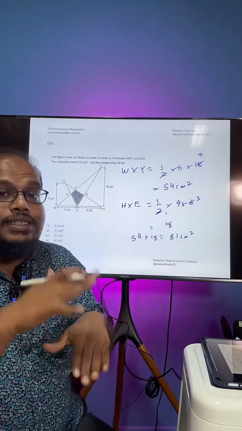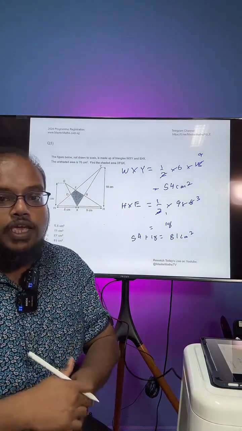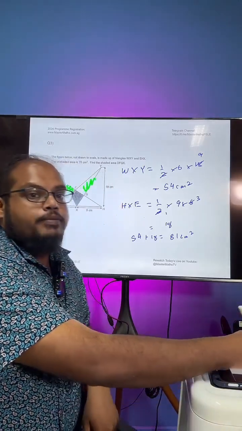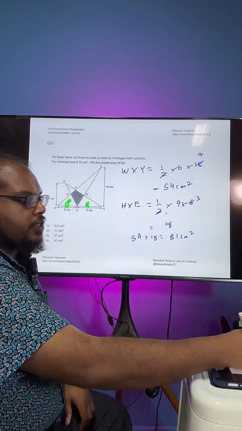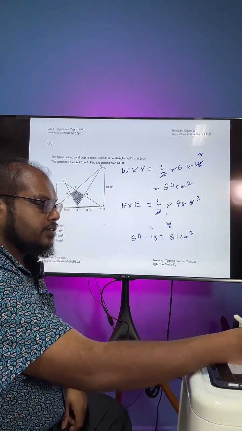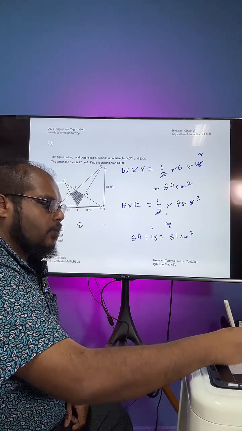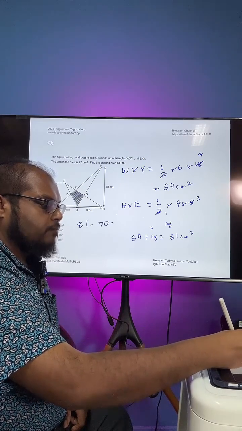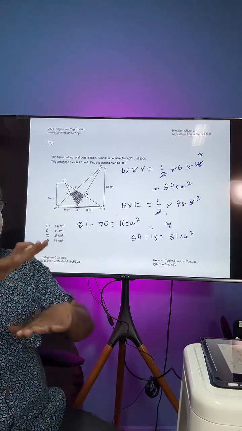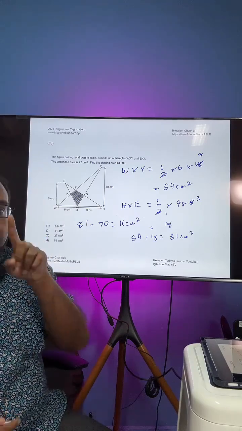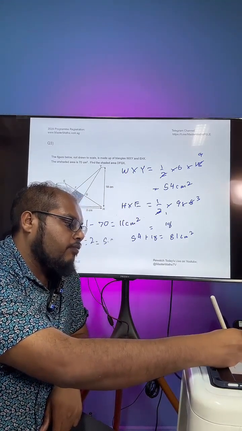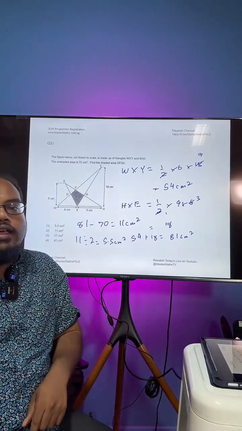But like I said just now, this is just the sum of two triangles. So when we take away this unshaded portion, because they give you the unshaded area, you can take 81 minus 70 and you will get 11 cm square. Like I said just now, the 11 cm square is 2 pieces. So to find one piece, you take 11 divided by 2, 5.5 cm square. Okay?